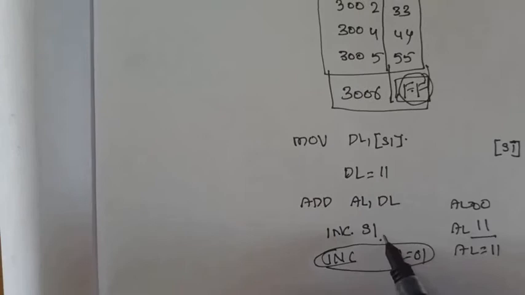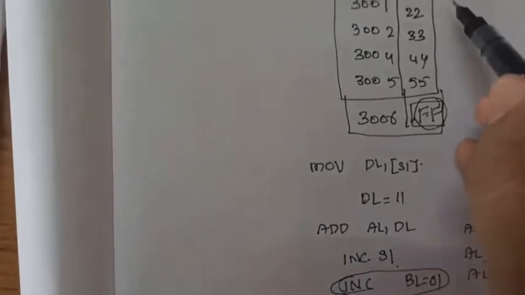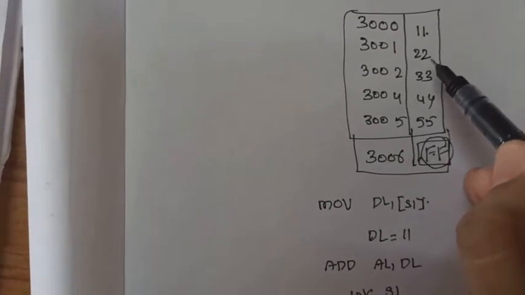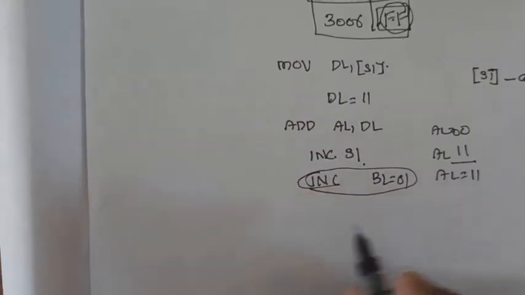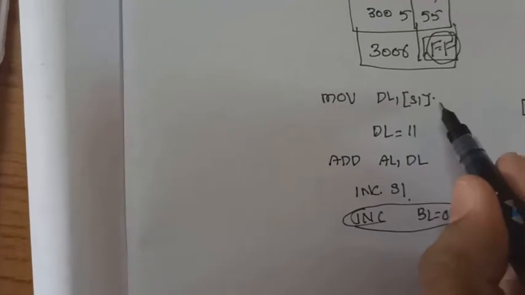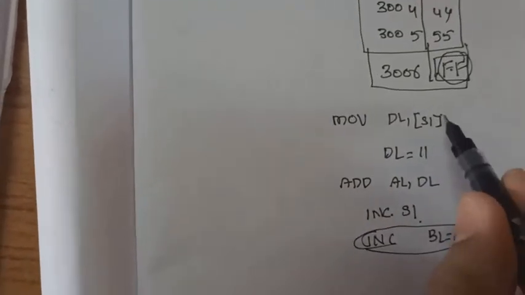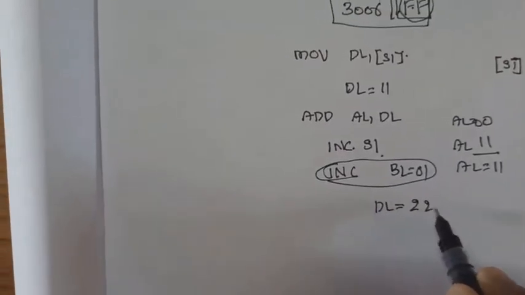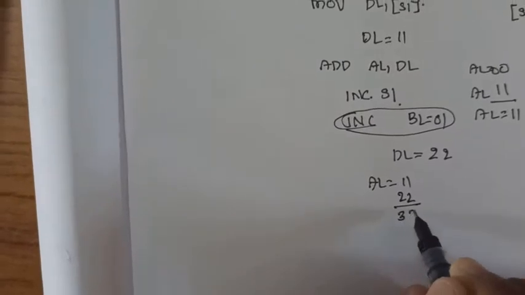Now after incrementing this SI, we want to perform addition of AL and DL again, meaning 11 and 22 should be added. Already AL is having 11. Now after this I will repeat the same operation using loop. Again if I go for MOV DL, [SI], now SI will be 3001. In the second iteration, DL will have 22. Again ADD AL, DL will happen. Already AL is having 11 and DL is 22. Now the latest value of AL will be 33.